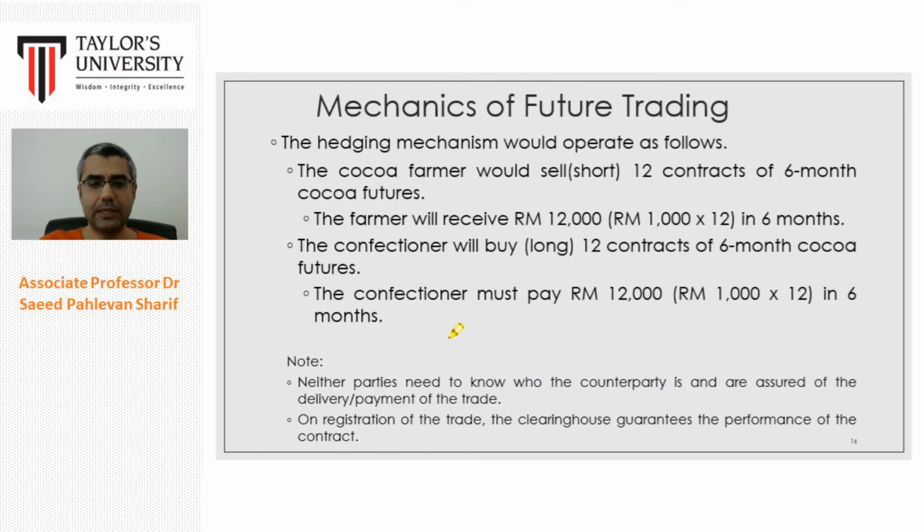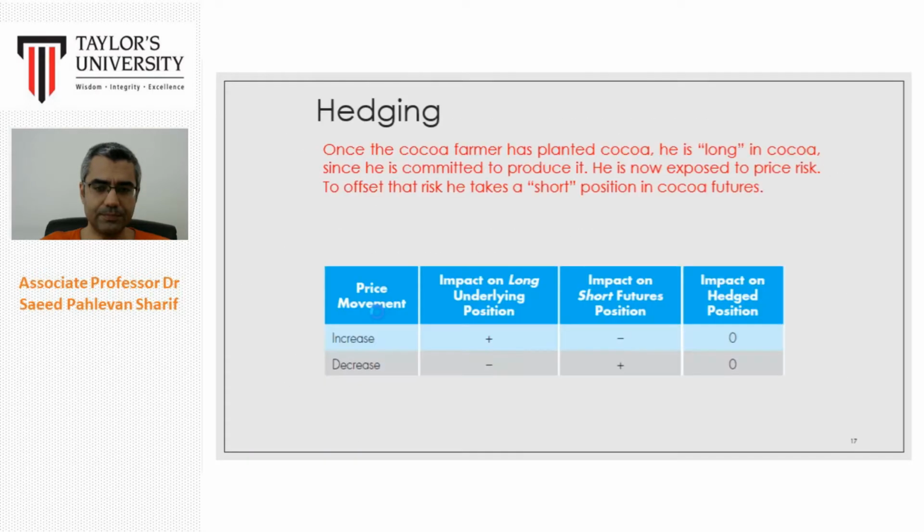So that's all. And then after 6 months, the farmer will receive 12,000 ringgit and the confectioner will pay 12,000 ringgit. But they don't know each other, because there is a clearing house sitting there that handles all these things. We discussed all these details before. So how does this hedging work?